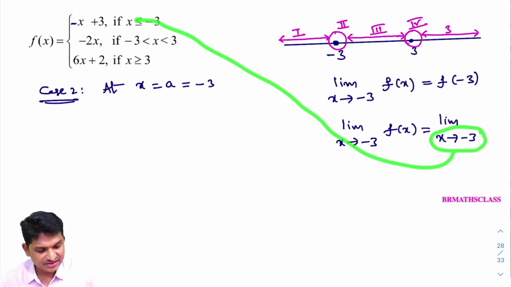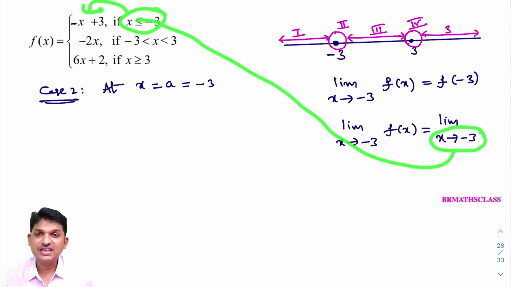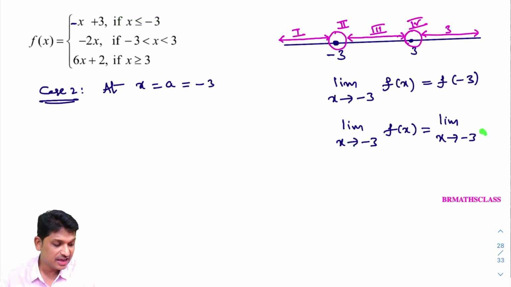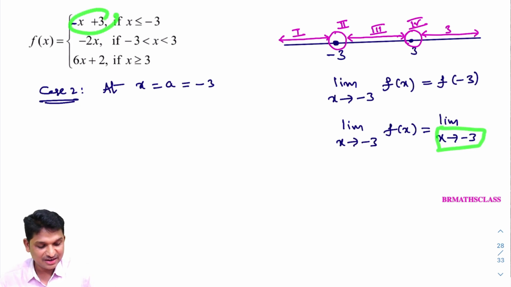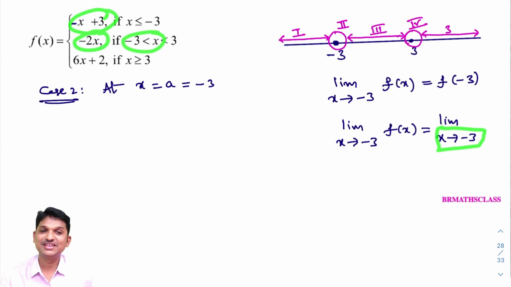When x values are less than minus 3, at that time I need to choose this first function. And when x values are greater than minus 3, x approaches minus 3 means there is a chance that x values are greater than minus 3 also. X approaches minus 3 means all x values are slightly less than minus 3 or all x values are slightly greater than minus 3. When x value is less than minus 3, we need to choose this function. When x value is greater than minus 3, we will choose this function.